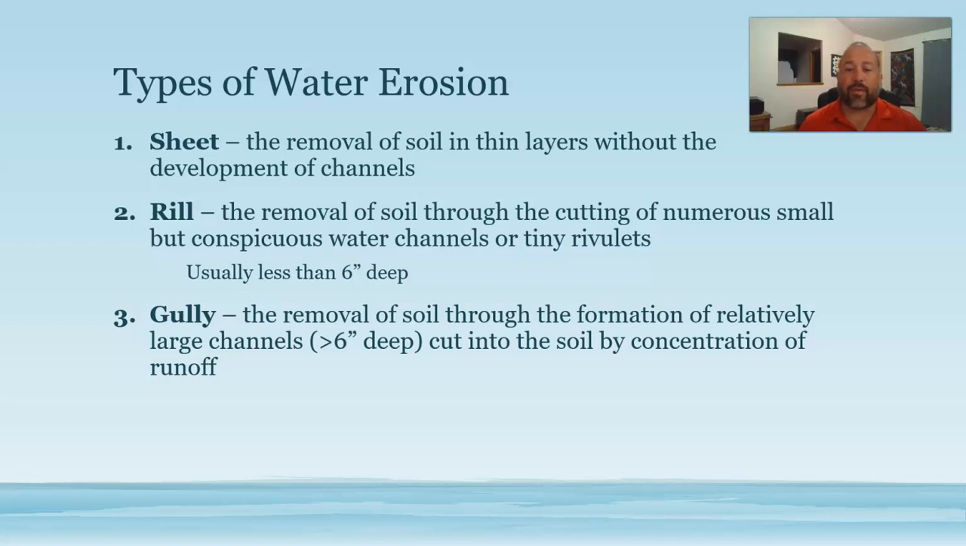Gully erosion is the removal of soil through the formation of relatively large channels cut into the soil by concentrated runoff, by large amounts of water. Anything that's larger than 6 inches deep, we consider a large channel, and that's gully erosion.